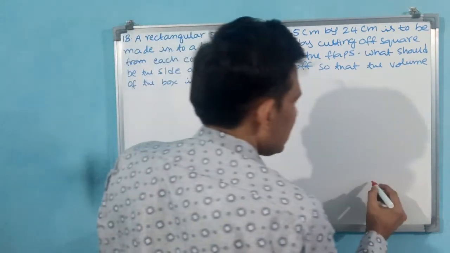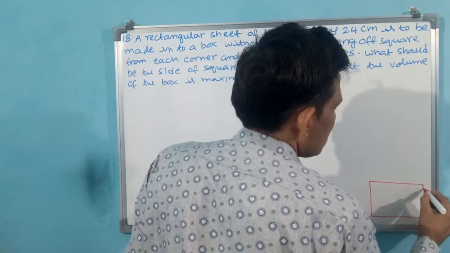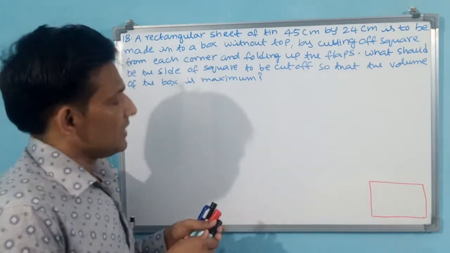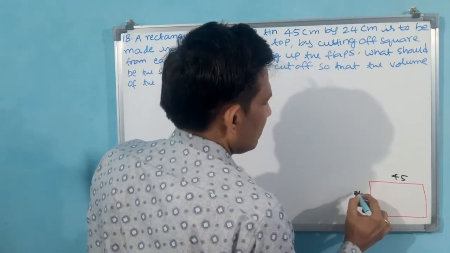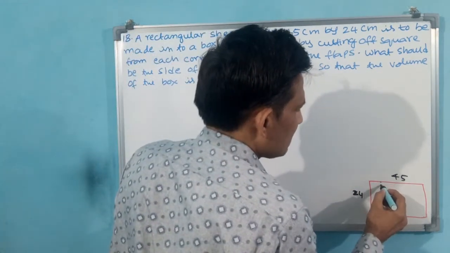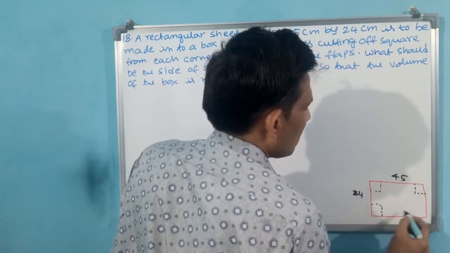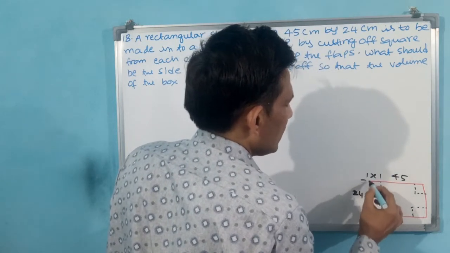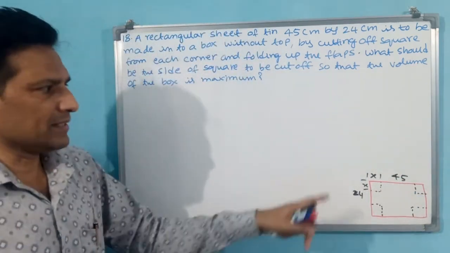See, the logic is here. I am drawing the figure here. Earlier this was a square, now it is a rectangle. Rectangle means length and breadth are both different. You see, length is 45, breadth is 24. And at the 4 corners again we cut square pieces. Let this square piece be x. Same size, 4 corners, same x.